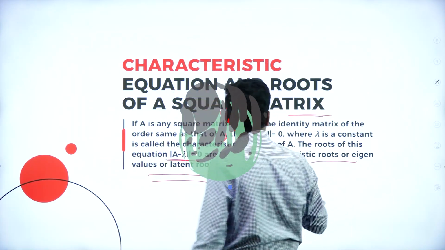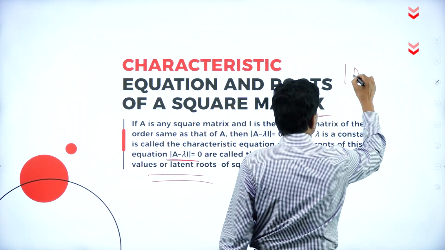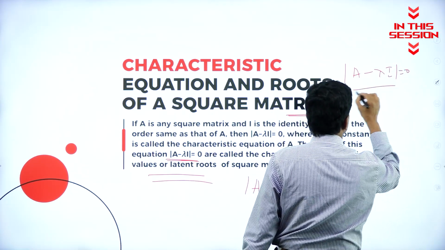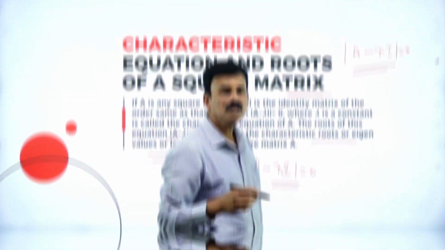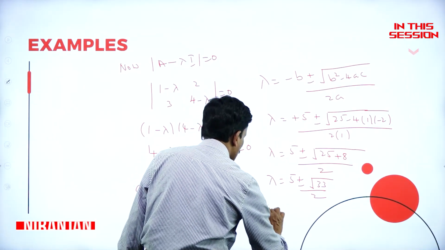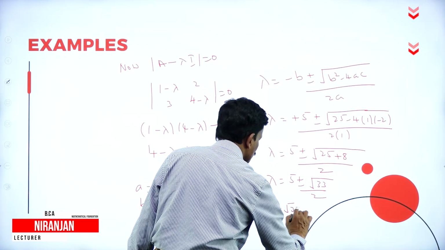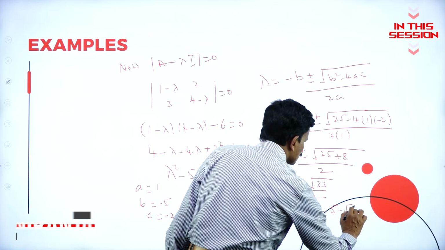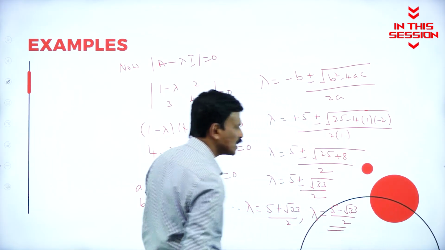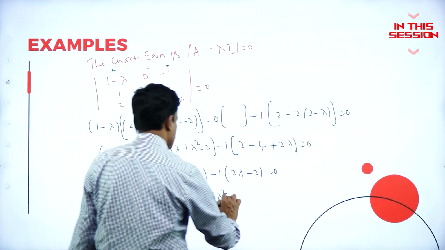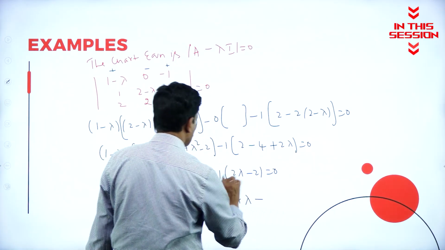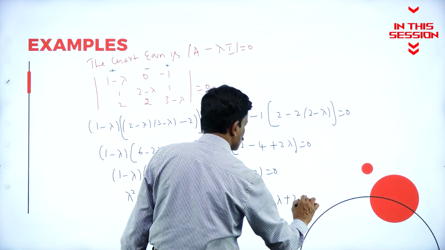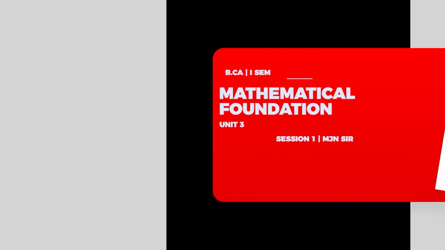If A is any square matrix, then lambda is a constant. Determinant of A minus lambda is equal to 0 is called the characteristics equation. The characteristics roots are lambda is equal to (5 plus root 33) by 2 or lambda is equal to (5 minus root 33) by 2. Minus into plus, it is minus 4 times lambda multiplied by minus sign, minus 2 lambda, minus into minus plus 2 is equal to 0.